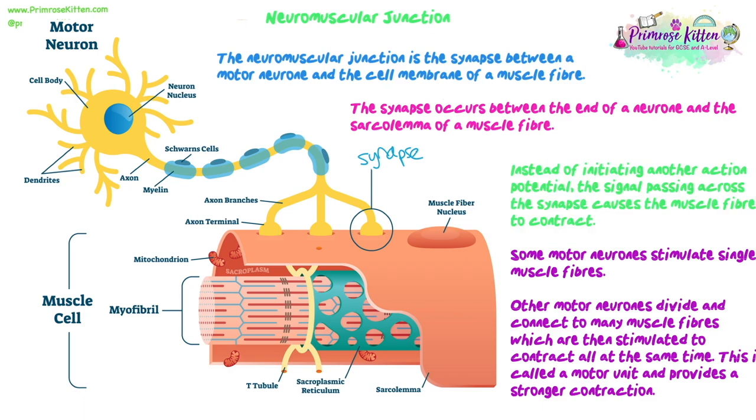So this time, instead of initiating another action potential, as it would if it was a synapse with another neuron, what actually happens is the signal passes across the synapse and it causes the muscle fiber to contract. So that's the aim here. We're not aiming to cause another action potential, we're aiming to cause a contraction.